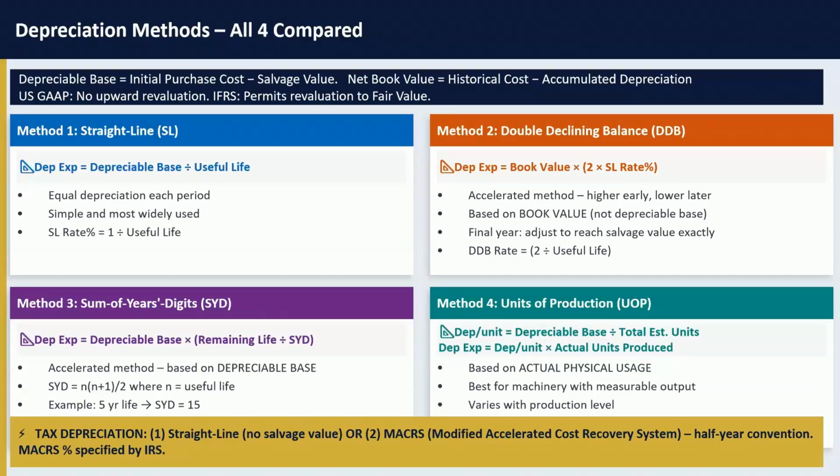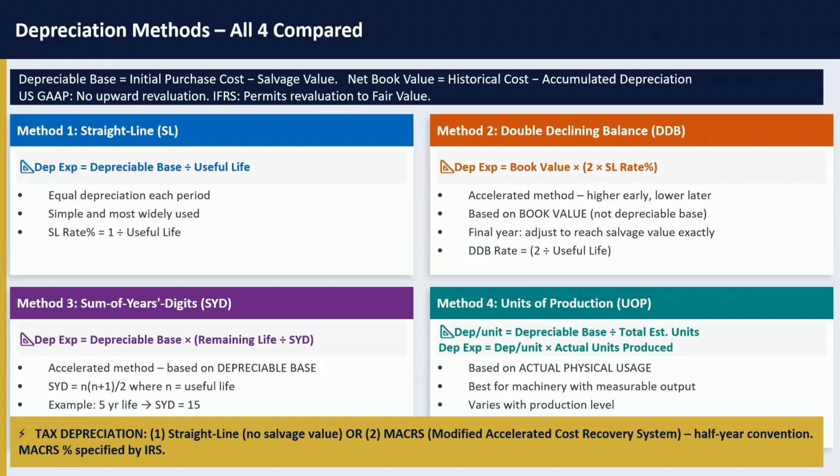Then method one, the straight line depreciation method, the easiest one. You will calculate depreciation expense. How do you do it? Depreciable base divided by useful life of the asset. You will get equal depreciation every period. You can also calculate the straight line depreciation rate, which is either 1 divided by useful life, or you can take depreciation expense divided by depreciable base. That is also possible.